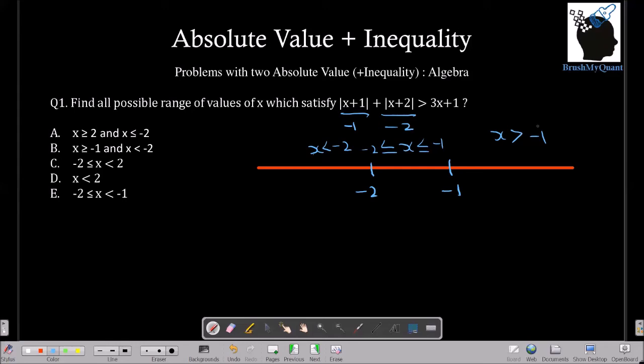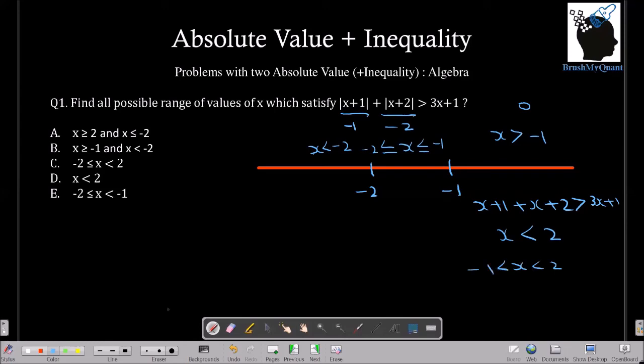So in the first case, we are going to take any value of x which is greater than minus 1. Let's say x is equal to 0. And substitute in this and see whether the things inside the absolute value are positive or negative. Both of them will be positive. So we can directly open them to have x plus 1 plus x plus 2 should be greater than 3x plus 1. That means your x has to be less than 2. So our answer will be x lies between minus 1 and 2 in this case.